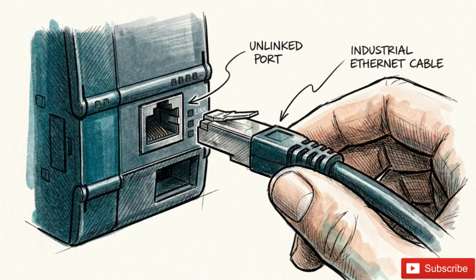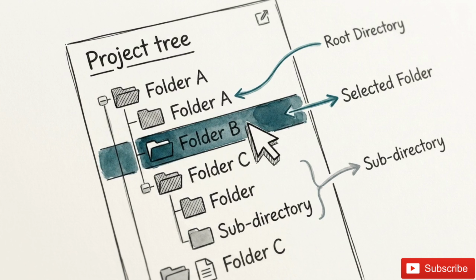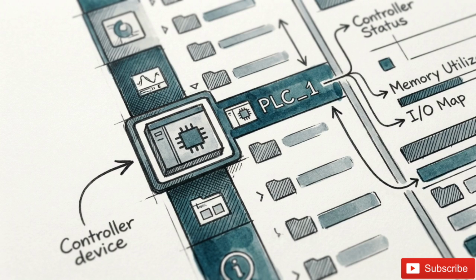Step 1 is establishing the physical link. Ensure your PLC is powered on, connected to your computer via Ethernet, and loaded into the TIA Portal software. Navigate to the project tree interface on the left side of your screen. If you have multiple devices listed, select the specific target named PLC_1.